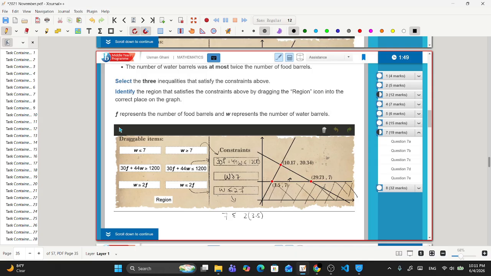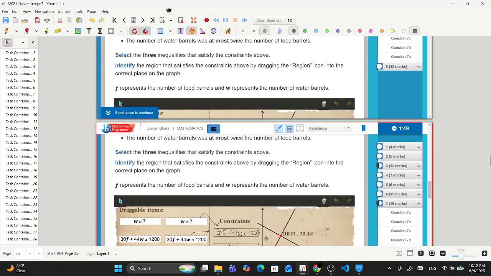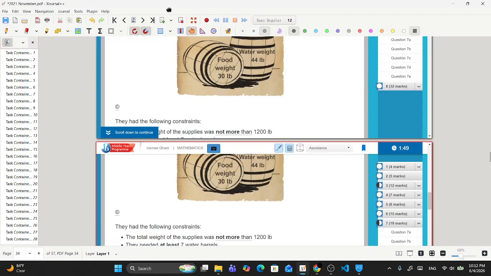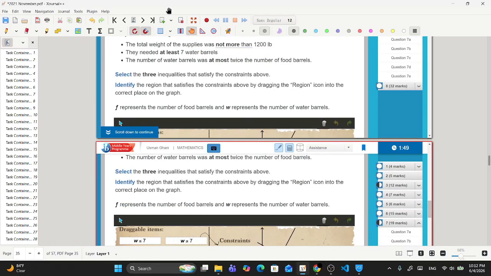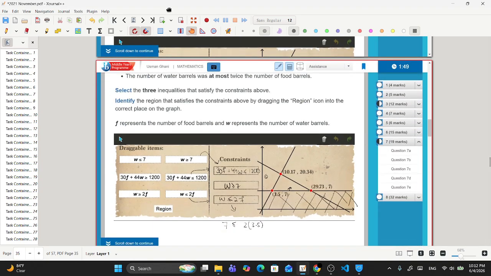Okay, W is greater than or equal to 7. W is greater than or equal to 7. It's supposed to be the region between here, I think. This region is the one that I'm thinking would be possible. F represents the number of food barrels and W represents number of water barrels. Did they specify any sort of axes? Nope, they did not specify any sort of axes. This is interesting.